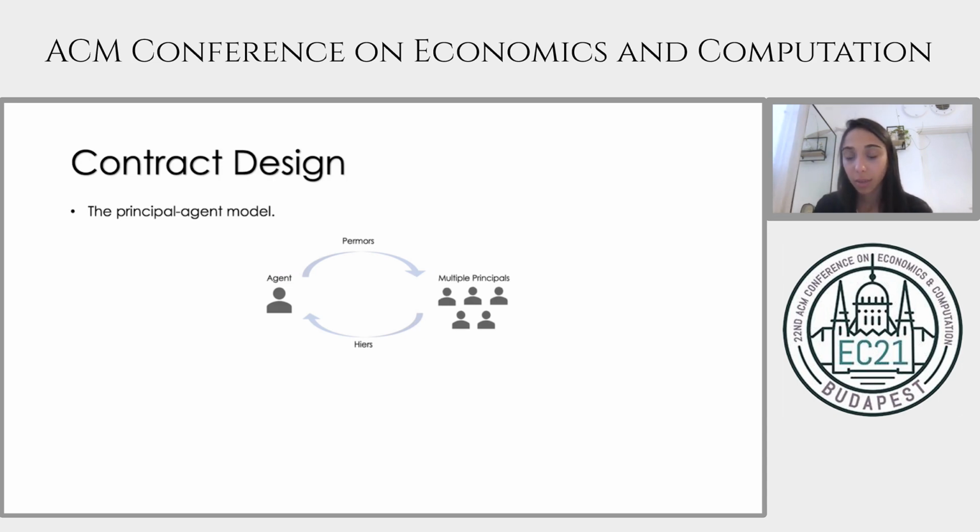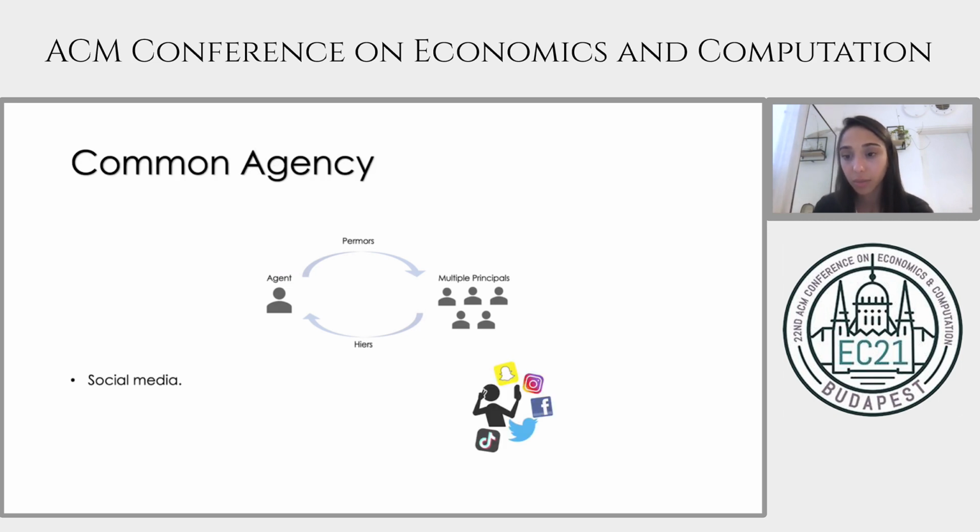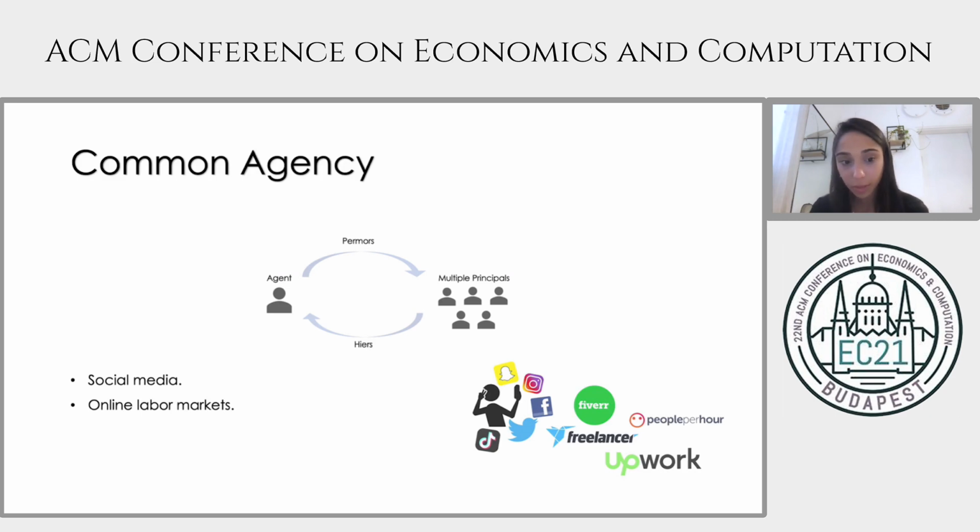This is known as the common agency model, and this often comes up in social media, where an influencer as the agent works to promote several brands, in online labor markets, where a freelancer as the agent works for multiple customers, multiple principals, or on online advertising, where a marketing agency as the agent bids for the ad space on behalf of multiple advertisers, multiple principals.